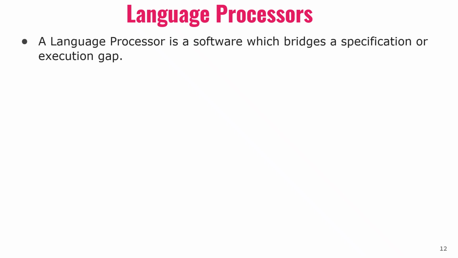Language processors. So we started our explanation with language processing activities. अब ये language processing activities करने के लिए हमें अलग-अलग language processors की ज़रूरत होती है. तो क्या है language processor and what are the various language processors? A language processor is a software which bridges a specification or execution gap.